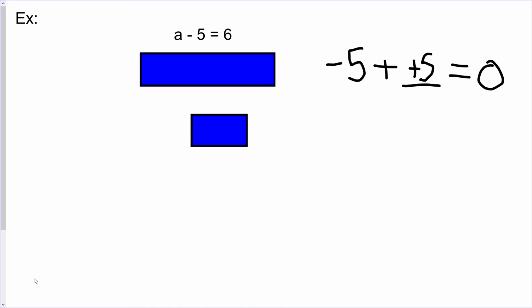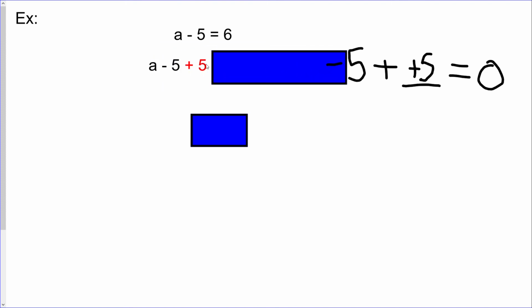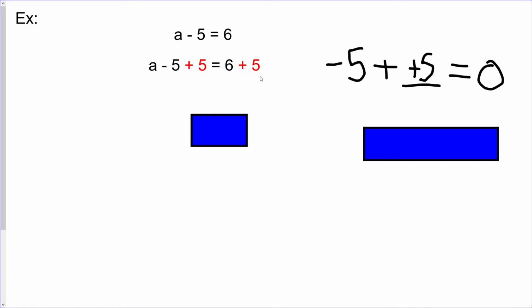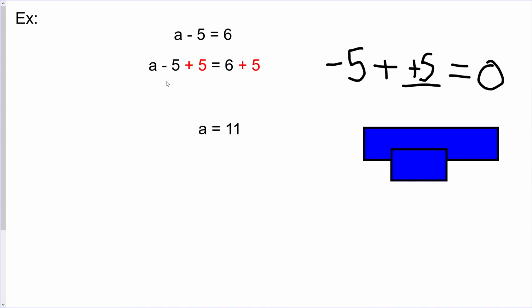Okay? And I know you don't really need to write the positive. But what we're doing then is we're creating a condition where a can be by itself, where we've got two things equal to 0. So -5 plus 5 will equal 0. But again, we have to do the same thing to both sides. Okay? And we're left with a equals 11. So these two 5s add up to 0, or effectively go away, because we don't really need to write the 0 anymore, and 6 plus 5 equals 11. So we're left with a equals 11.